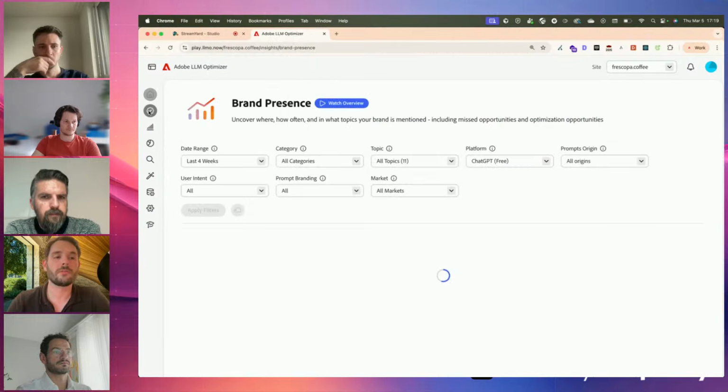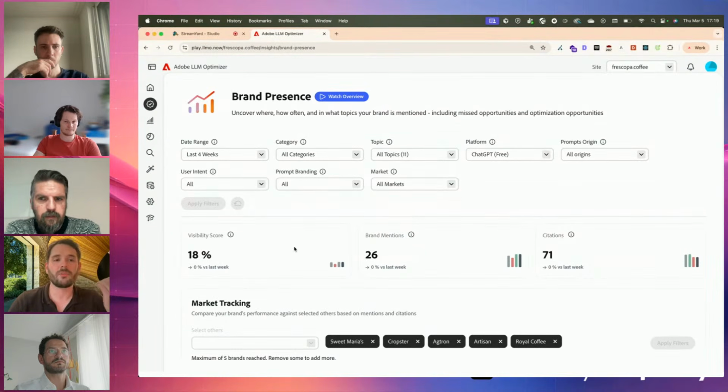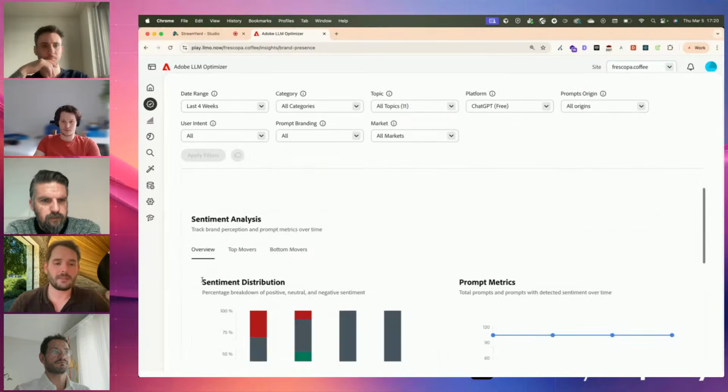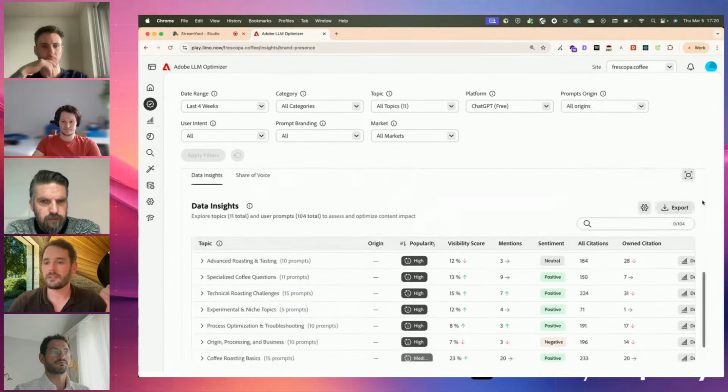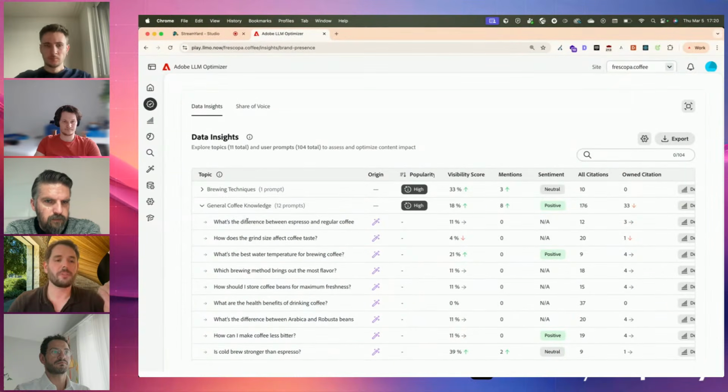You were asking how mentions and citations actually work, and how we get that information. We can go into brand presence, which is a view dedicated to that first part of LLM visibility. The way we do that is we have a list of prompts, organized by topic. Those who know SEO, prompts would be like keywords in a search engine optimization world, and the topics would be like clusters of keywords.